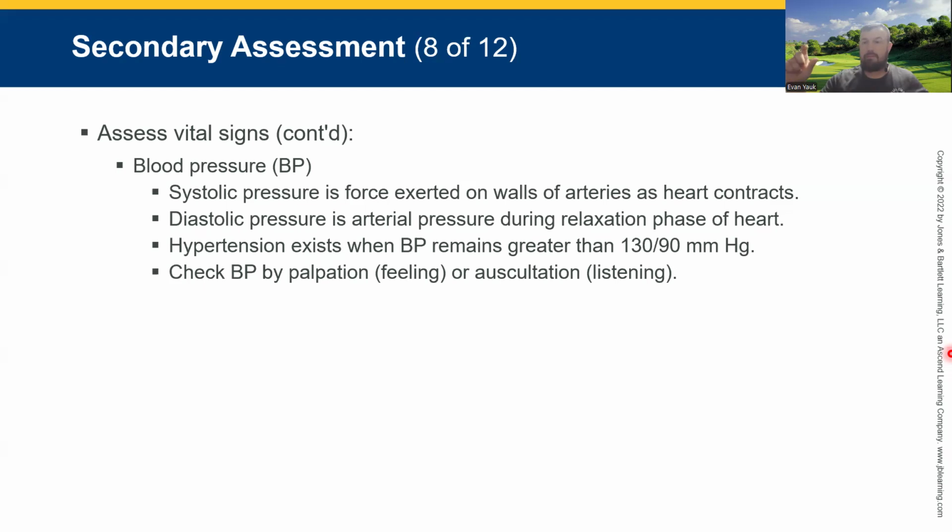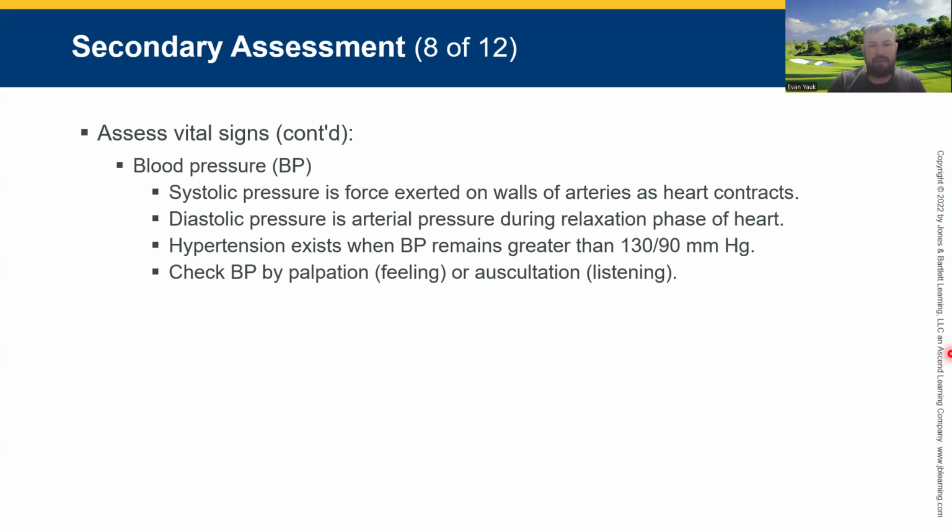So my top number, my systolic number, is how much pressure is on my arteries during compression of my heart. The diastolic is when it relaxes. That wave of blood has gone through, so my diastolic is the pressure on my artery at that split second of calm. So 120, 130 over 70 to 80 is textbook, I think, without looking at the book. Hypertension exists when blood pressure remains greater than 130 over 90.